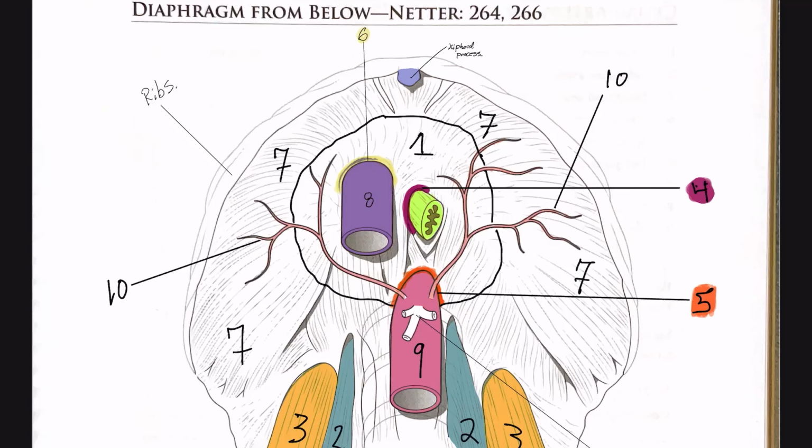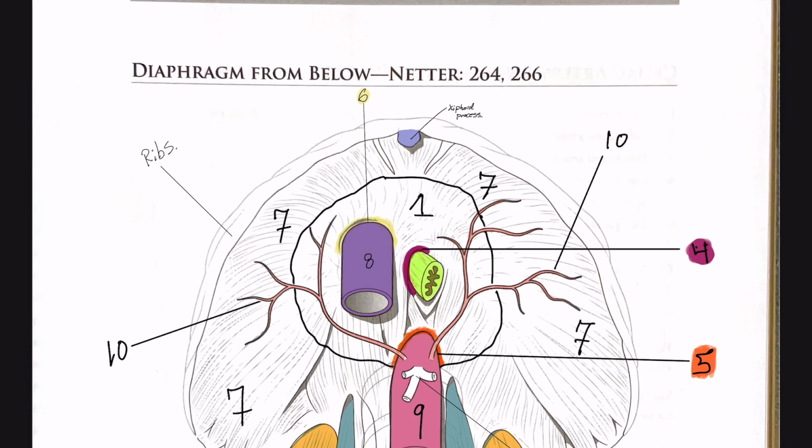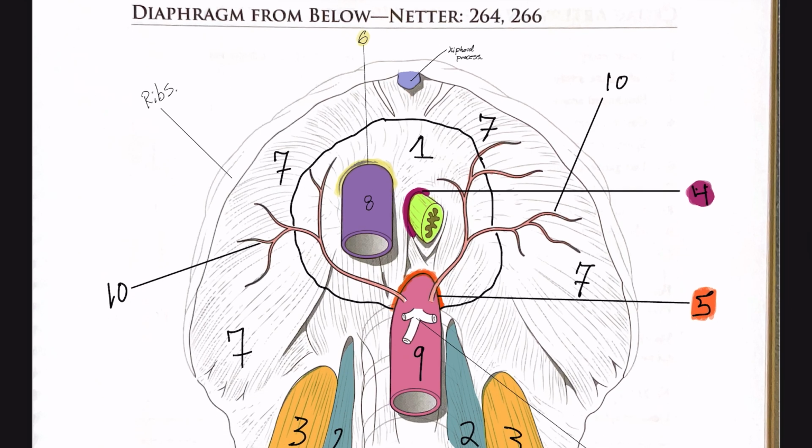So in this video, we're going to be covering the diaphragm, and we're going to be looking at the bottom side of it. I guess it makes more sense if you think of the diaphragm as a skirt. You're going to look up the skirt. Okay, this is the view that you're going to be looking up at it. So let's go through the numbers.